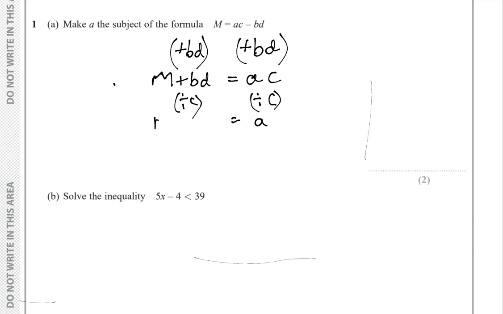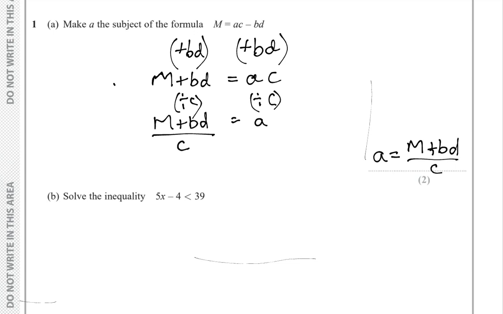And this side I've got M plus BD, and I want all of that divided by C. So we write a big line to mean all of that divided by C. So that's our answer. A equals M plus BD over C. Now there are other ways of doing this depending on the order that you do it in, but I think that is the most straightforward.